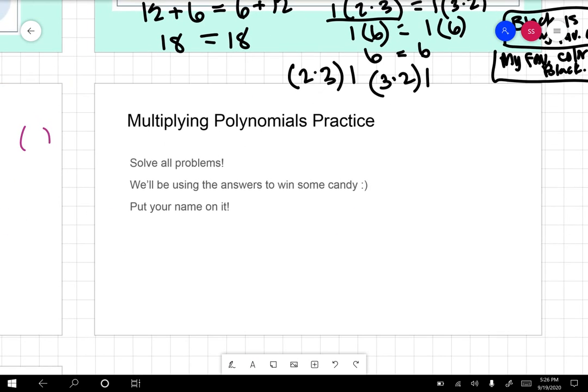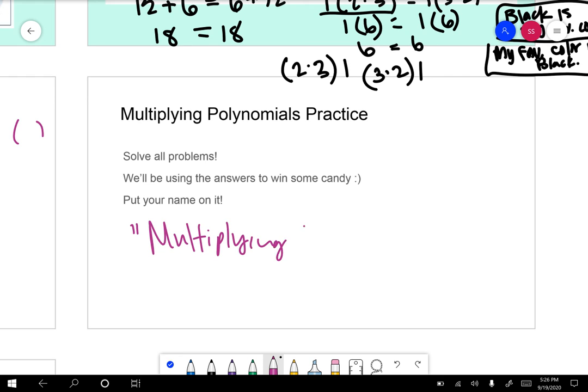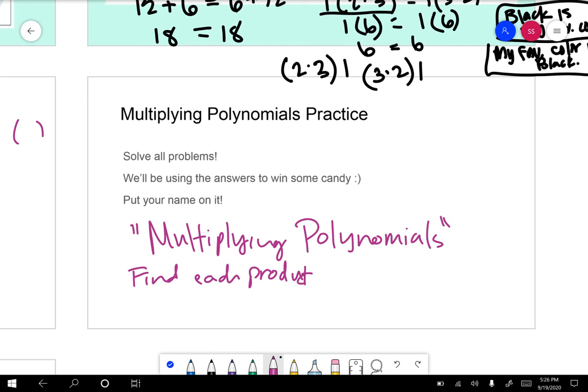Okay, so now we're going to practice. I did send a copy of the practice paper home. If you got the Monday pickup, it's the one that says multiplying polynomials at the top. And the instructions say find each product. Basically, you're just using the distributive property to simplify each of those expressions.